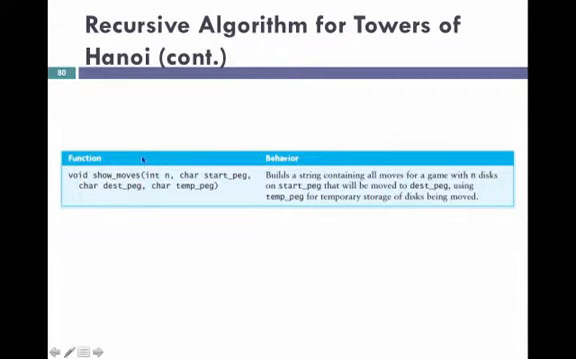So here's the C++ function signature for that showMoves function with the parameters we just described. And we'll build a string containing all of the moves for a game with n disks on the starting peg to move to the destination peg, and we use the temp peg for temporary storage.